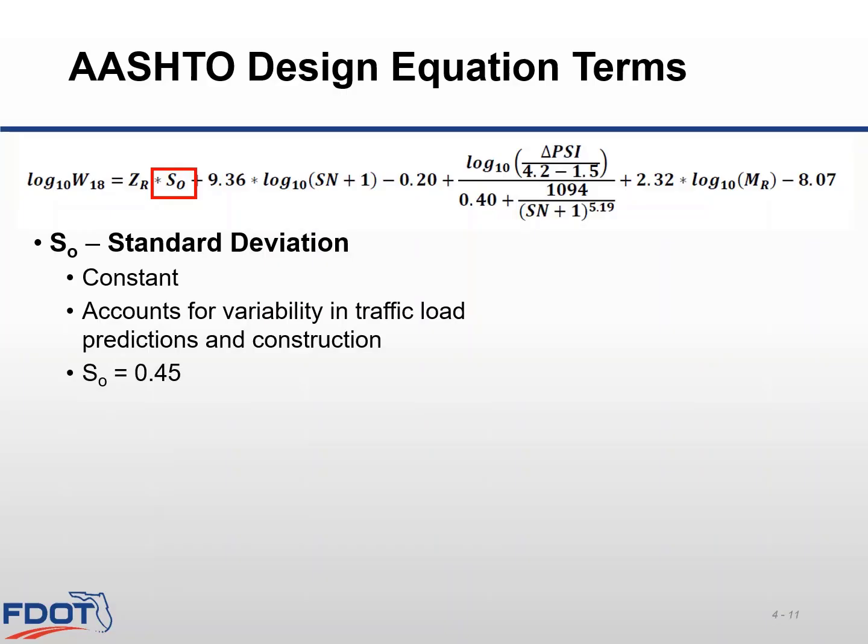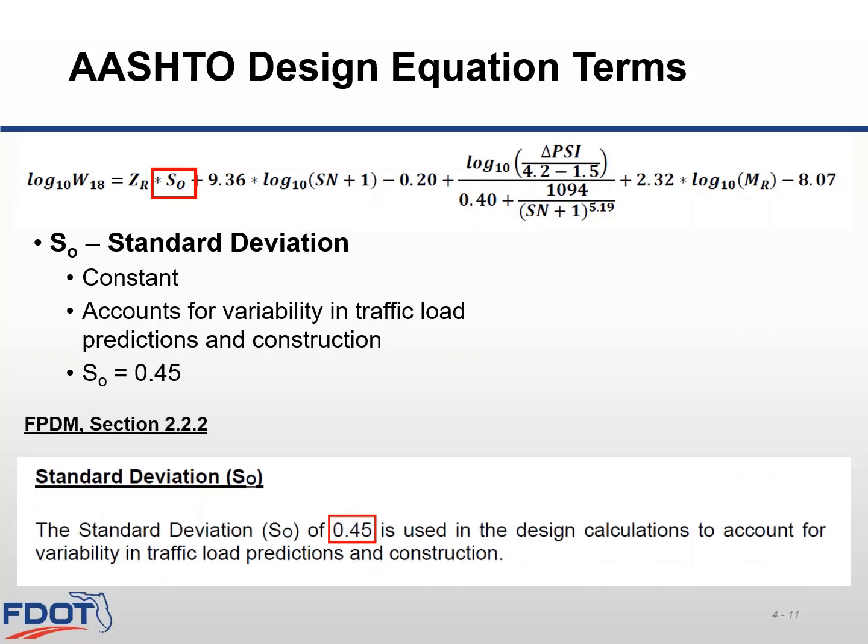The next variable to discuss is the standard deviation, which is noted by the S sub O. This is the combined standard error of the traffic prediction and the performance prediction. The department uses a constant value of 0.45, and so that you don't have to try and remember this on your own, you can look in the Flexible Pavement Design Manual, section 2.2.2, and we define it there for you.